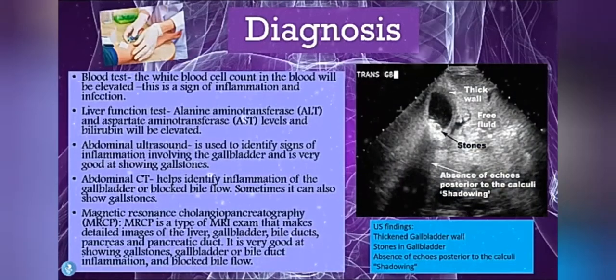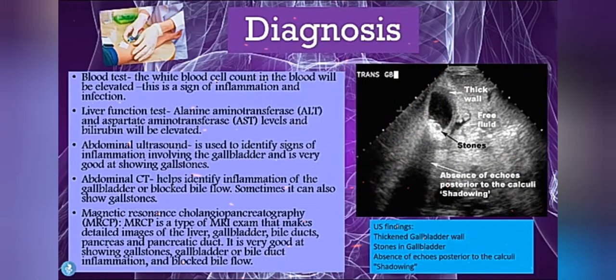Now let's talk about the diagnosis of cholecystitis. The first thing we can use is the blood test, and here we will have the increase in the white blood cell count, and this is a sign of inflammation and infection in the body. The liver function test will also show increased values in the liver enzymes, which are the ALT or alanine aminotransferase, and aspartate aminotransferase or AST levels, as well as bilirubin, because that bilirubin will also be increased. We'll have the yellowing of the skin and the mucosas.